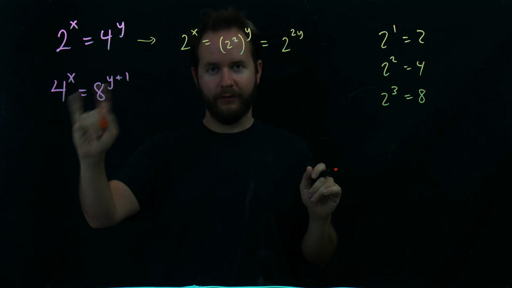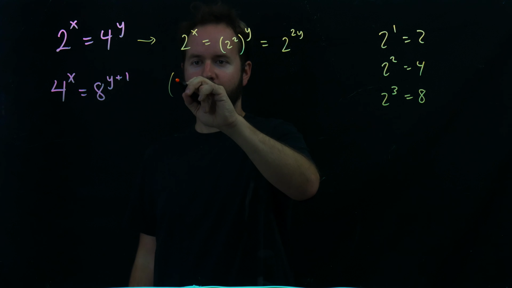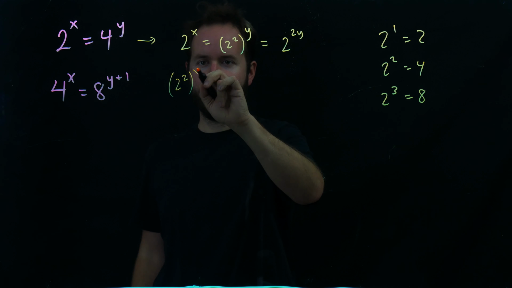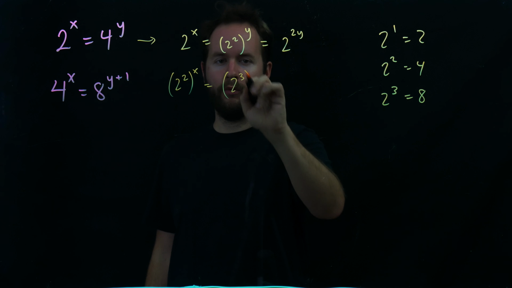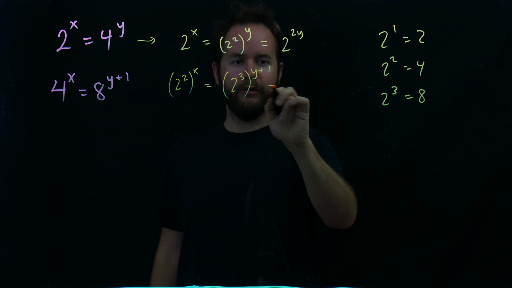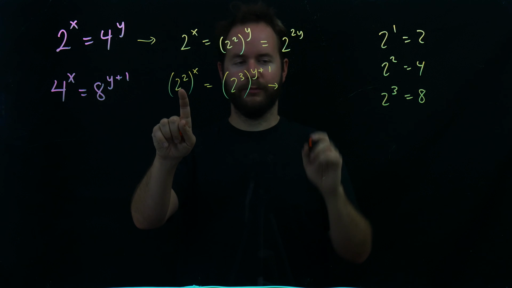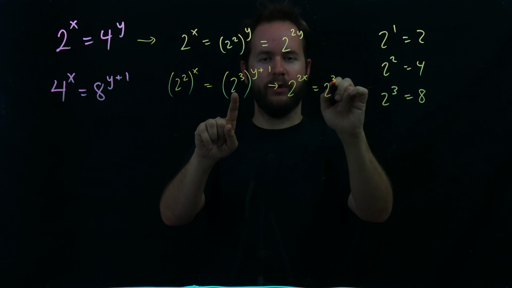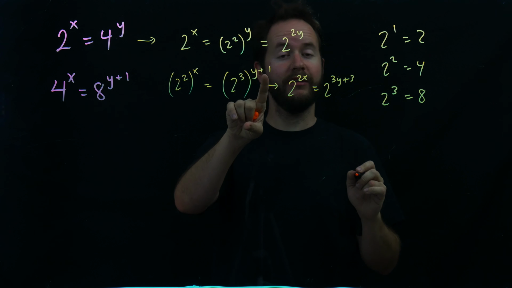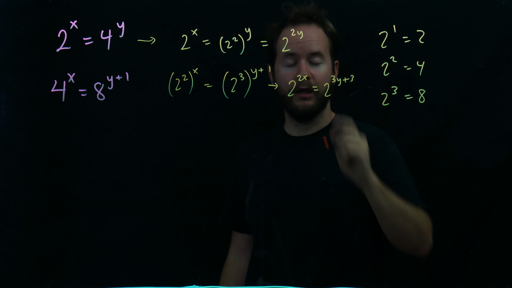I'm going to do the same thing for the second equation. 4 can be rewritten as 2 squared, and this is being raised to the x. 8 can be rewritten as 2 cubed, and this is being raised to the y plus 1. I'm going to do power to a power on both of these to give me the following expression. I get 2 to the 2x equals 2 to the 3y plus 3. Power to a power means I multiply, so 3 times y plus 1 gives me 3y plus 3.